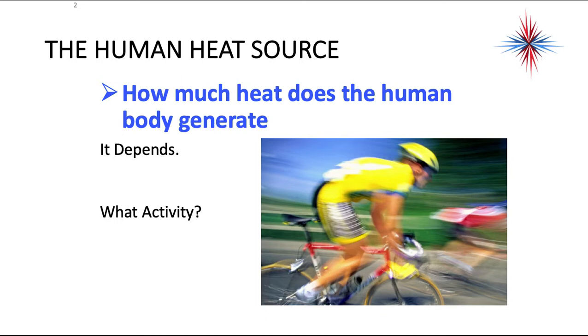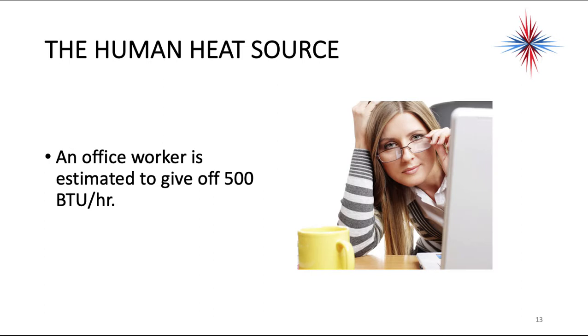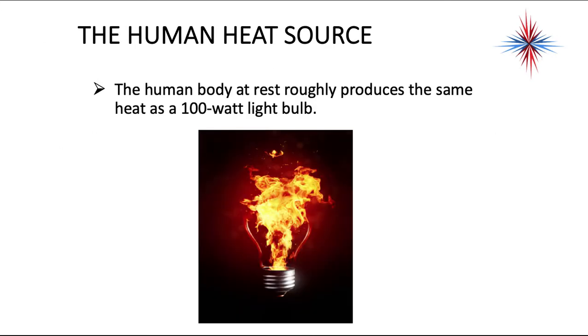Okay, so how much heat your body creates depends on the activity. An office worker gives off about 500 BTUs per hour. And that's a sort of important number because that's a person sitting still doing a task at a desk. The human body at rest produces about the same amount of heat as a 100-watt light bulb.